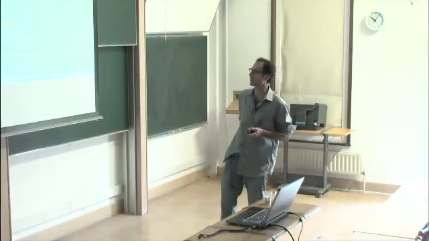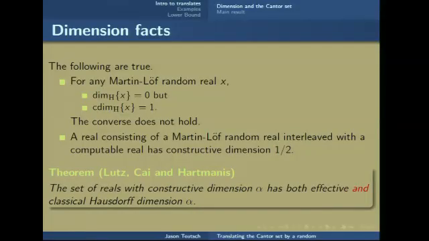And so you can get things that are in between pretty easily too. A real consisting of a Martin-Löf random real interleaved with a computable real has constructive dimension 1/2. So you just interleave the digits and you can dilute the dimension of a singleton point. Okay, so this is a theorem. You can actually get real classical fractals from looking at effective constructions like this.